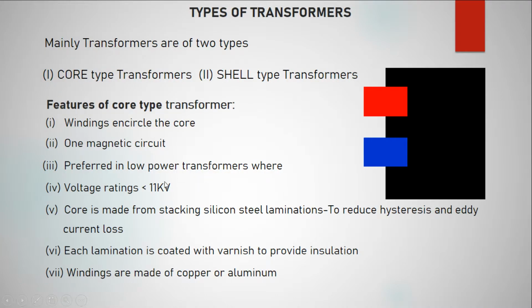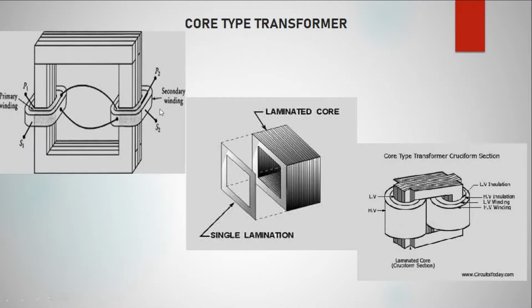It is preferred in low power transformers whose voltage rating is less than 11 kilovolts. The core is made by stacking silicon steel laminations to reduce hysteresis and eddy current loss. This is the core of a transformer on which the windings are wound. How has this core been made? It is made up of laminated silicon steel. These are very thin laminated sheets, which are staggered and pressed together to form a core.